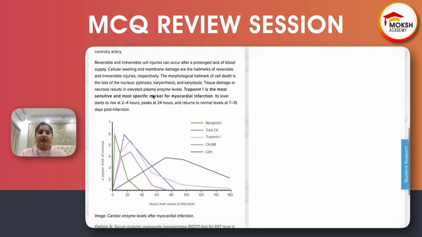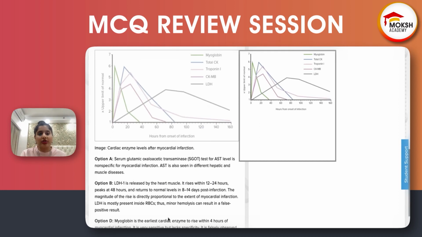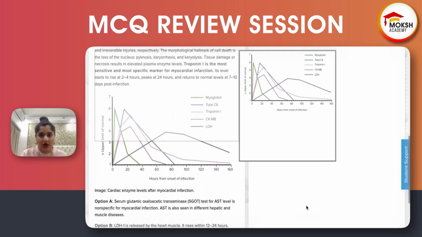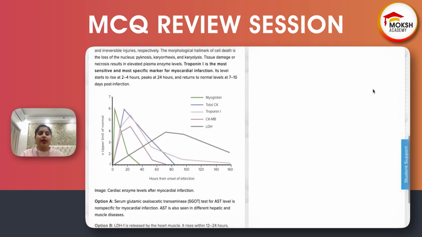Its level starts to rise at 2 to 4 hours, peaks at 24, and returns to normal at 7 to 10 days post-infarction, which is pretty long. Even after a week, if troponin levels are up, we can say, oh my God, this guy has had an MI. Now, before moving on to myoglobin, this graph is so important. You have to just memorize it.